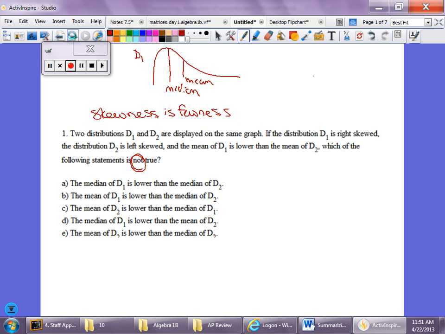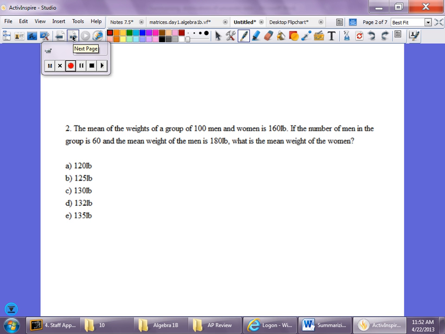Okay, moving along, question number 2. No, I'm not giving you answers. I'm just giving you some hints and strategies. The answers I will give tomorrow after school.